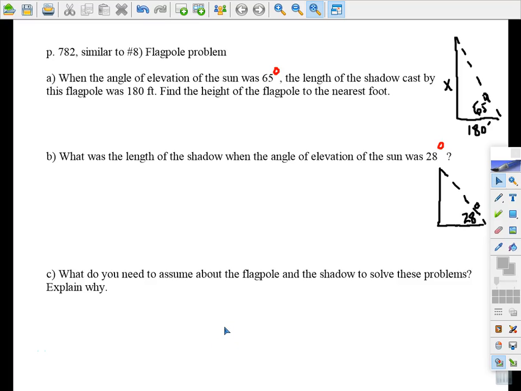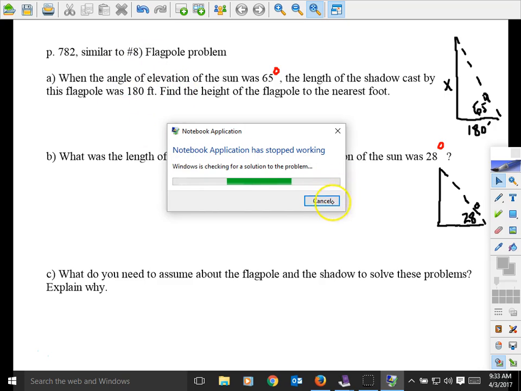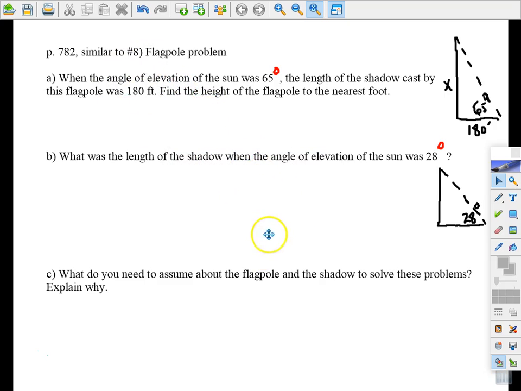A lot of people have questions about this flagpole problem on page 782. It's number 8. Instead of doing the exact problem, I've made up one that's very similar. So the way you go about doing our example in this case will be the same process that you will use to solve the actual problem on page 782. So let's see what we have here. Just kind of abbreviate a little bit.